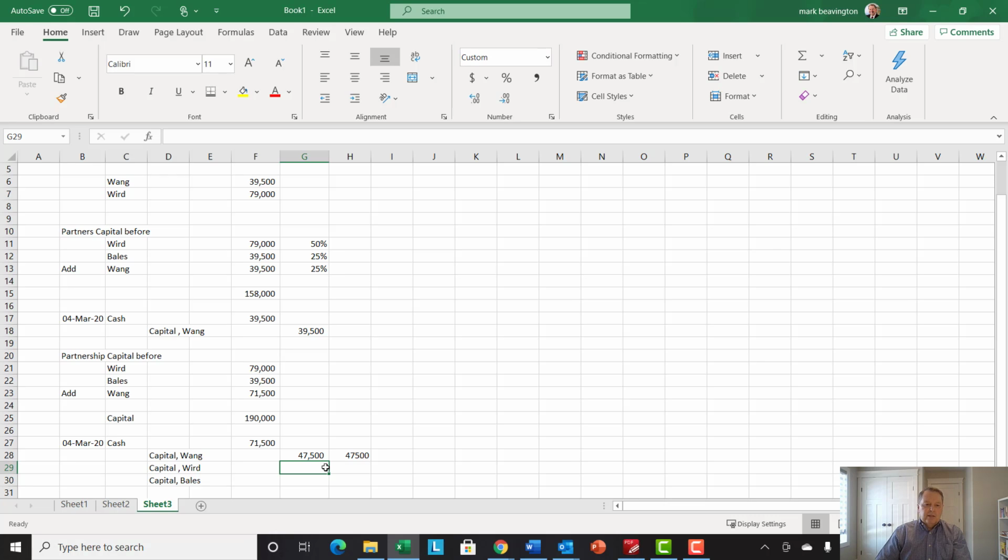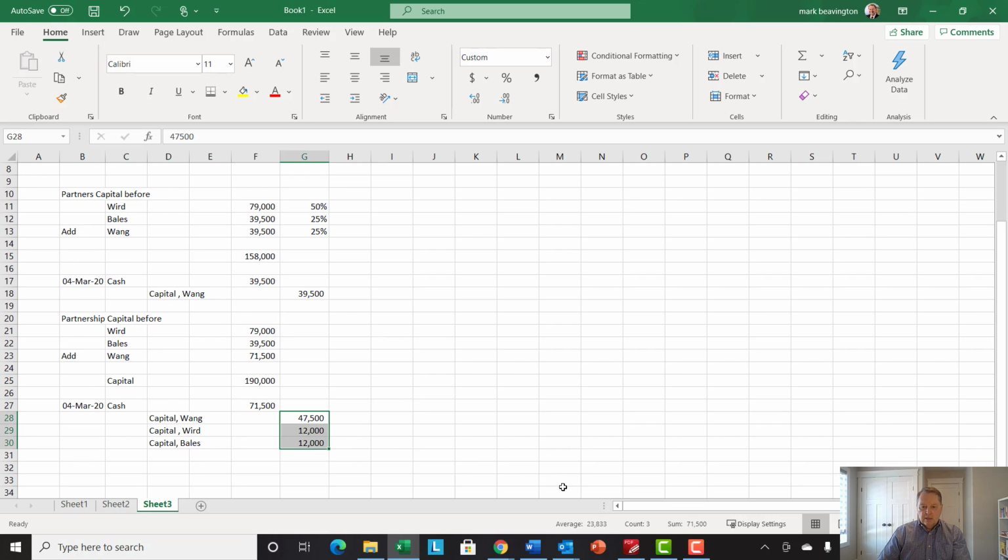So there's a bonus here to Word and Bales for whatever that difference is. The difference between the 71.5 she's putting in and the capital that she's getting is 24,000. Each of the partners will share in that because they share in profits, so we end up with $12,000 each. That should balance, 71.5 and 71.5. That's how you record that. So have a look at that question. That one's fairly complicated. Make sure it makes sense to you, and give it a try.